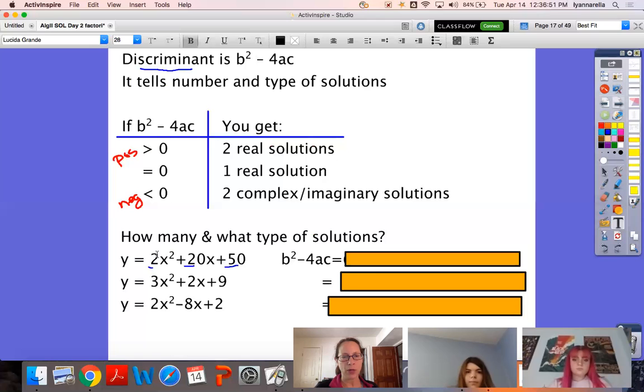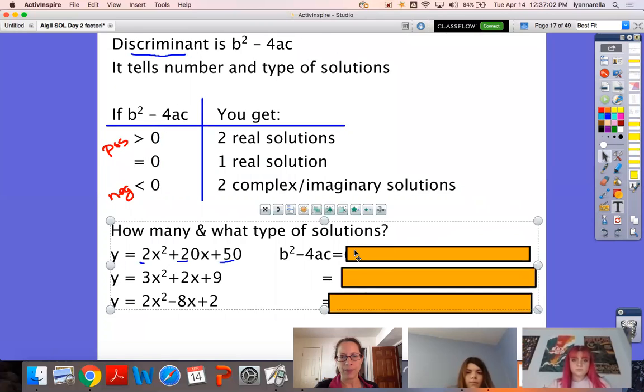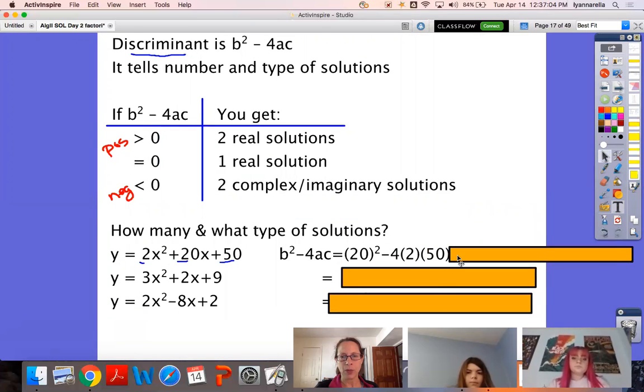So here's a quadratic, 2x squared plus 20x plus 50. b is 20, so I have to square that. a is 2 and c is 50. So if I said b squared minus 4ac, I would get 20 squared minus 4 times 2 times 50, which is 0. And if I get 0, it means I have 1 real solution to this problem, just 1.